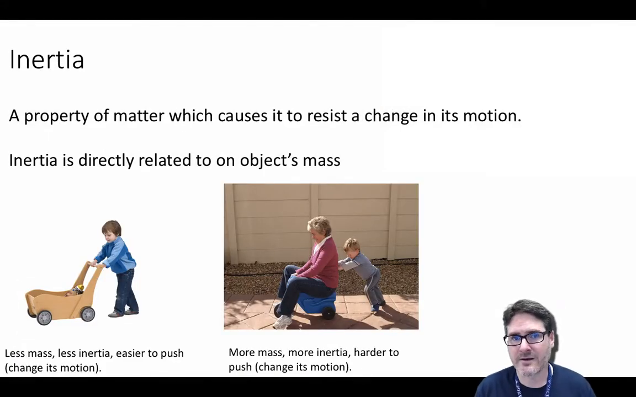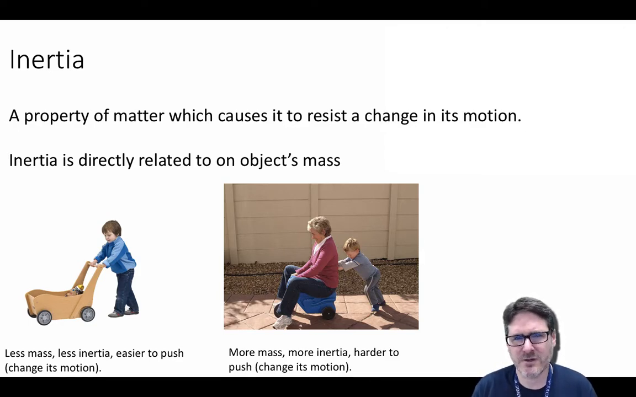All right, now one of the vocabulary words that we have to use with Newton's first law is inertia. Pretty simple little idea. Inertia is a property of matter. Matter is what makes up the entire universe: your body, a baseball, a soccer ball. So it's a property, and what it does is it makes it harder to change an object's motion.